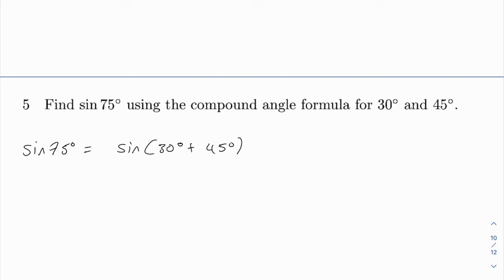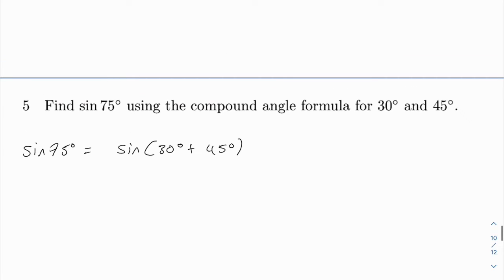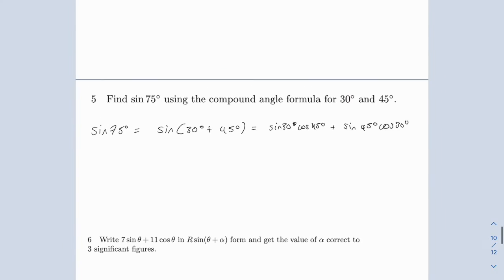30 degrees plus 45 degrees. Great. Using our compound angle formula, that's going to give me sine 30 degrees cos 45 degrees plus sine 45 degrees cos 30 degrees. Okay, so what can I say from here?